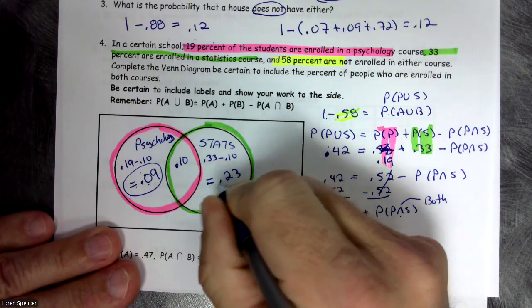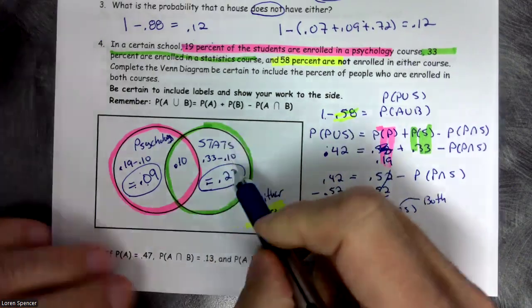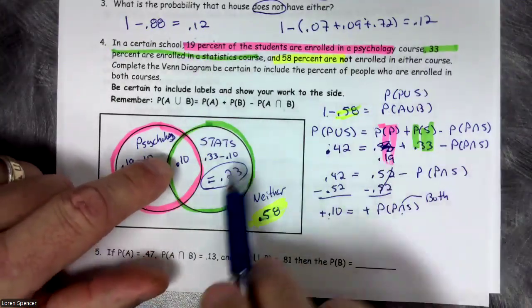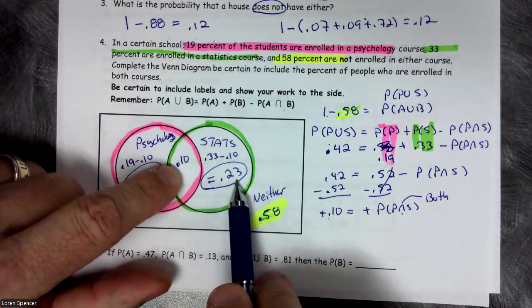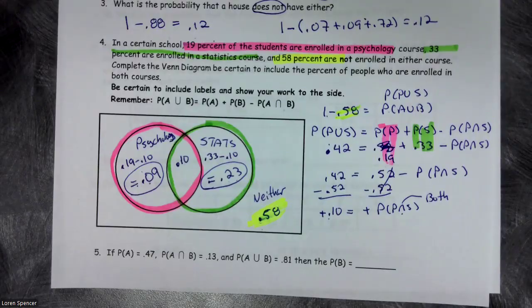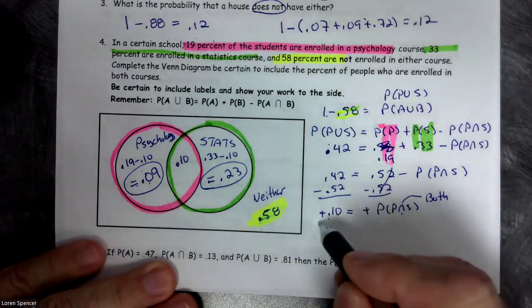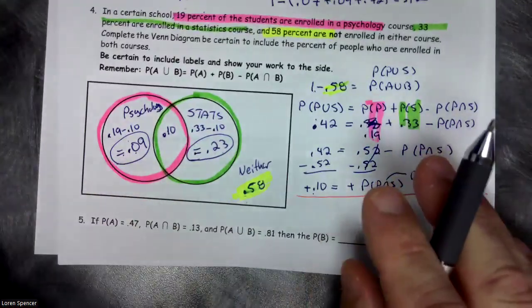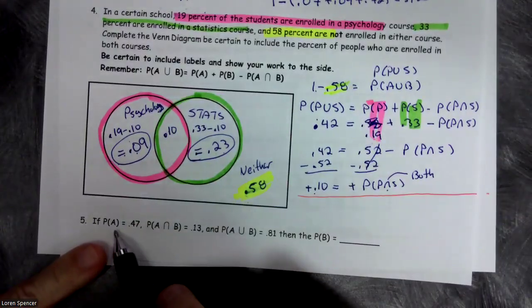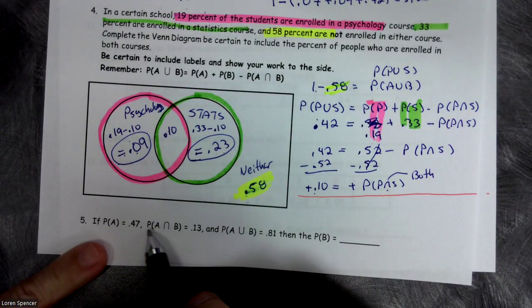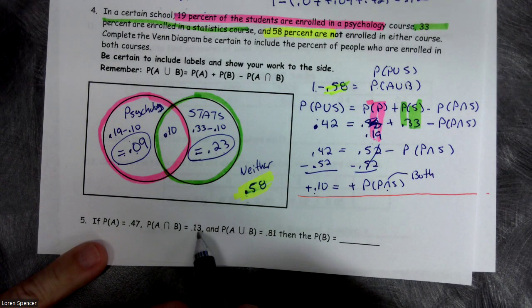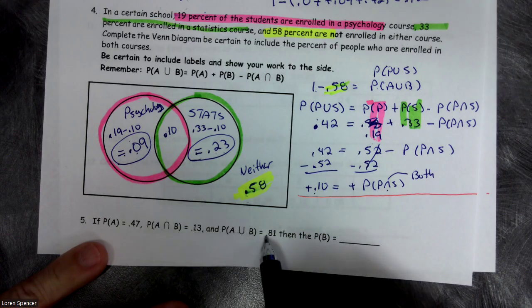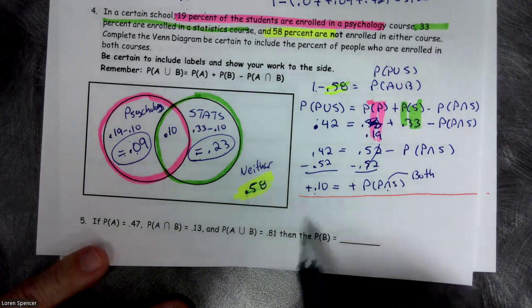If the probability of A is 0.47, the probability of the intersection is 0.13, and the probability of A union B is 0.81, what's the probability of B? Well, A union B tells me I need to write the probability of A union B equals the probability of A plus the probability of B minus the intersection. All right. Well, I know what A union B is. I know this is 0.81.